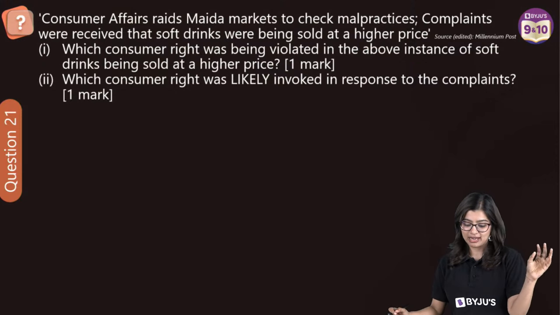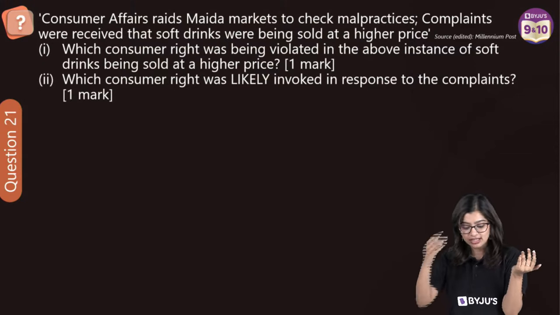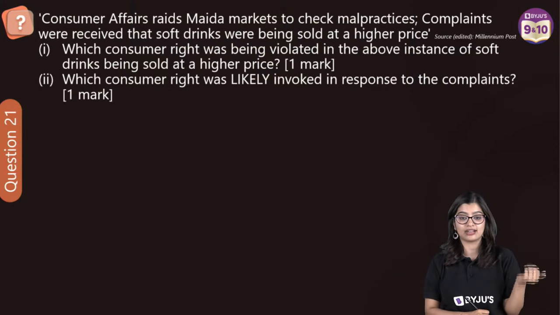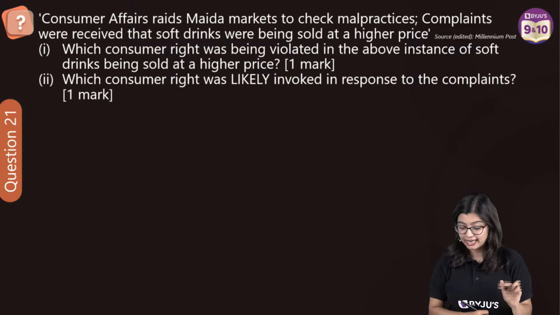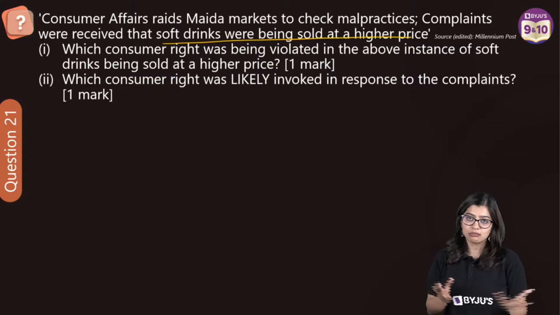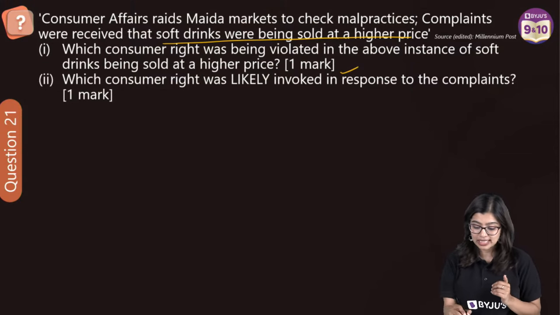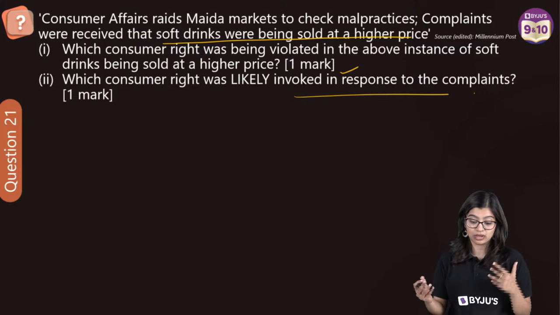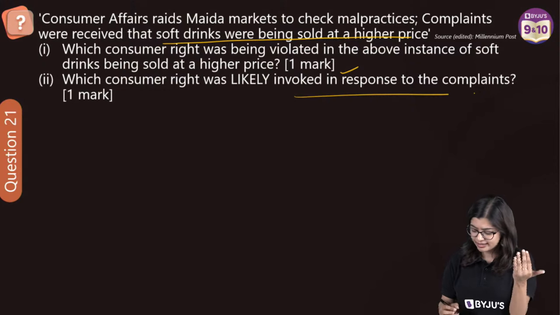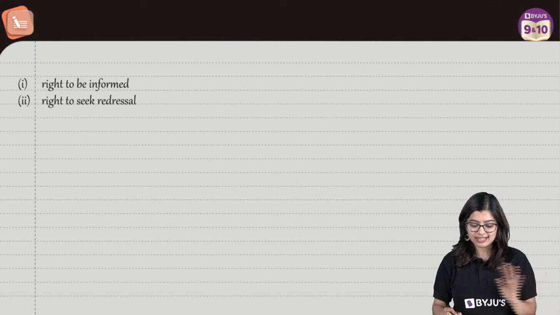Consumer affairs raids Maida markets to check malpractices. Complaints were received that soft drinks were sold at a higher price. Which consumer right was being violated in the above instance with respect to soft drinks being sold at a higher price? So in this particular case, we see that the people were not informed about it. So the right to be informed was violated here. And which is most likely to be invoked in response to the complaint, we see that it is the right to seek redressal, right? It is deleted. That is why I'm not going to spend time.